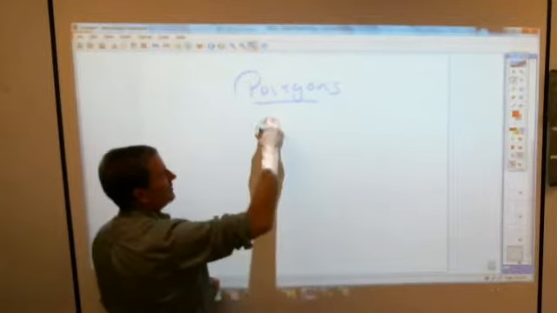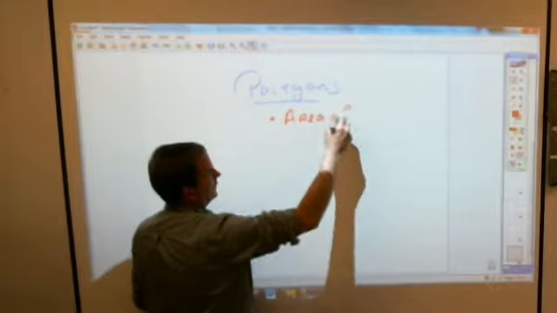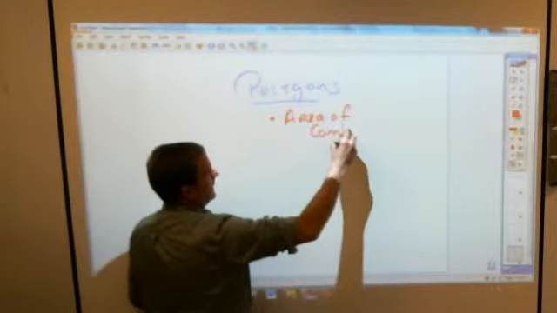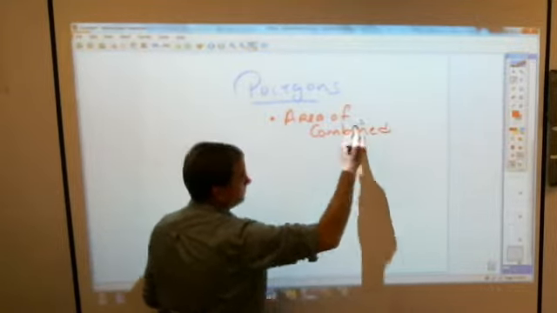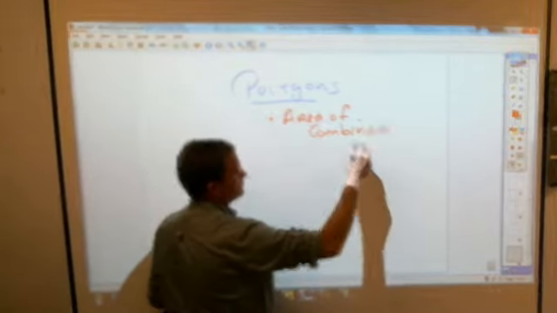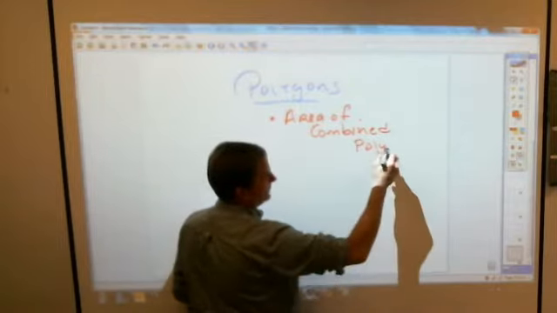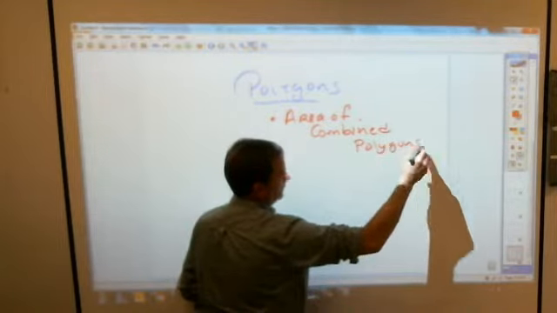And the little subheading here is the area of combined polygons. Or if you're not a farmer, it's area of combined polygons.